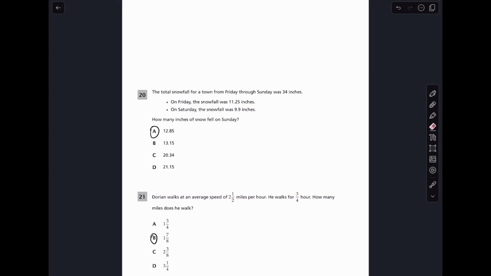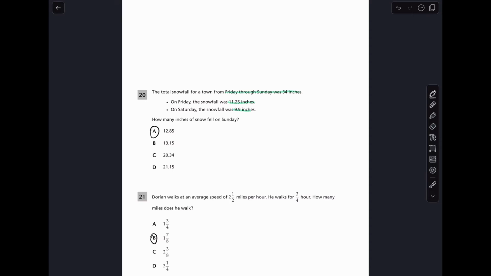All right, let's look at 20 and 21. You can see they skipped 19. The answers are A and B. So we'll start with number 20, where we're measuring rainfall. And we know from Friday, Saturday, Sunday, it was 34 inches. And we know that Friday was 11 and 2/5, Saturday was 9 and 1/10. So here are just things we know in the problem.